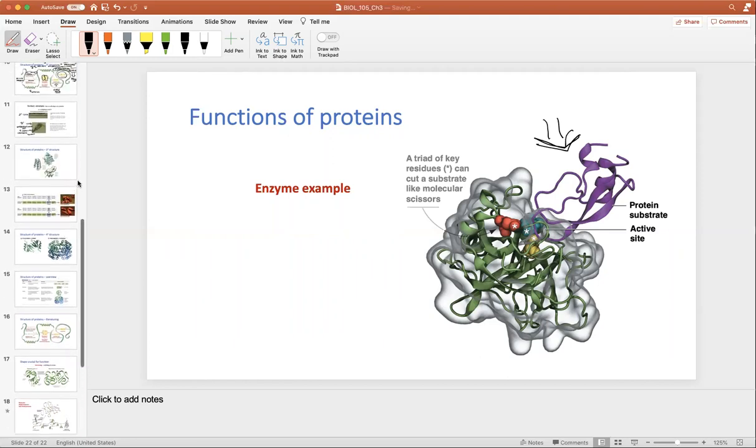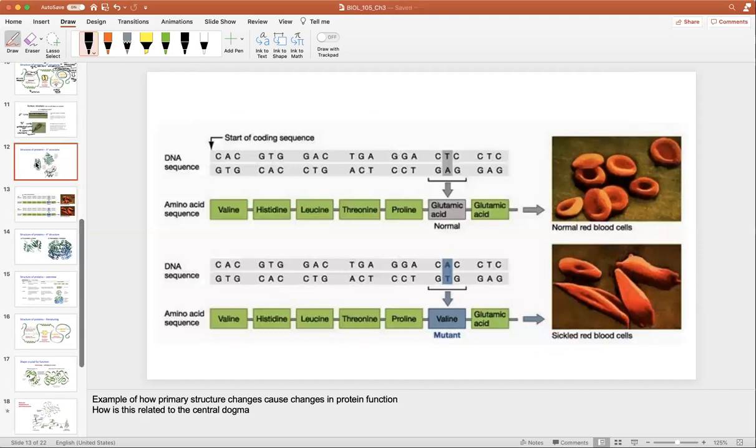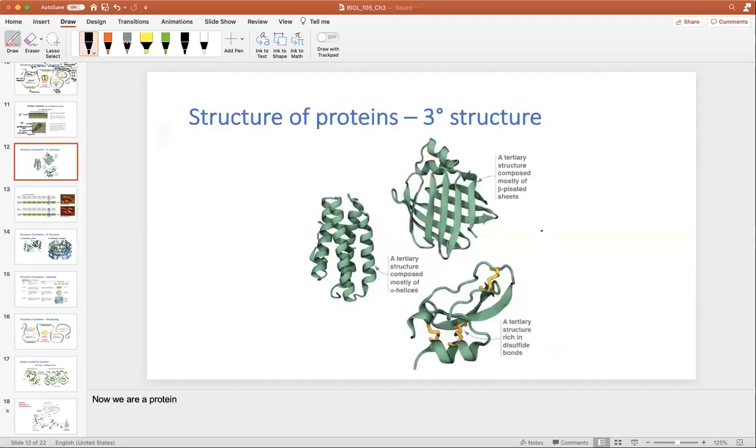All right, so going back. There we go. So these are examples of tertiary structures. These are examples of functional proteins.